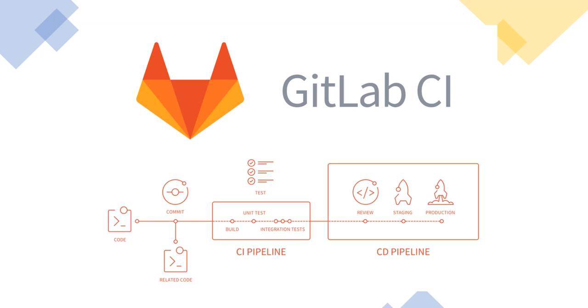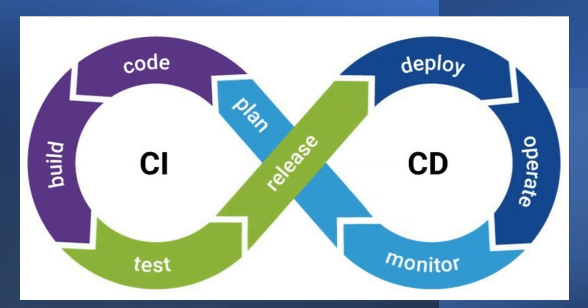GitLab CI is a continuous integration service that helps you automate your release pipeline for fast and reliable application and infrastructure updates. As I can say, it is also one of the CI/CD tools. So every time there's a code change, GitLab CI will automate the build, test, and deploy phases of your release process. This enables you to rapidly deliver features and updates.